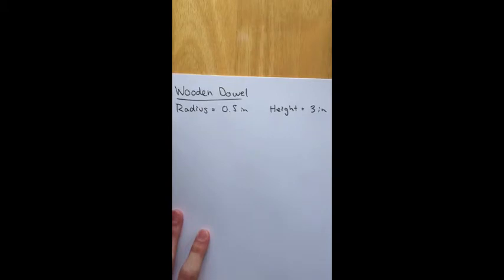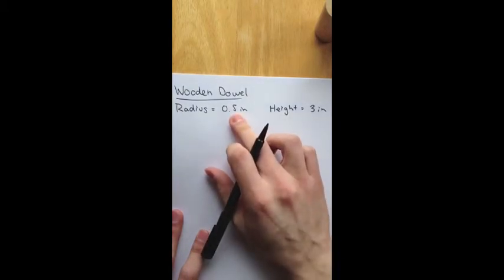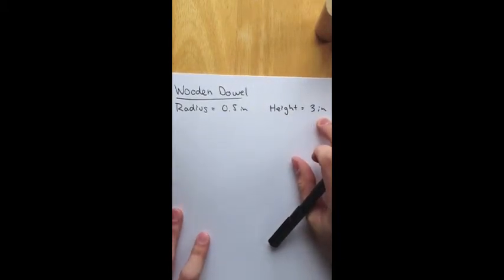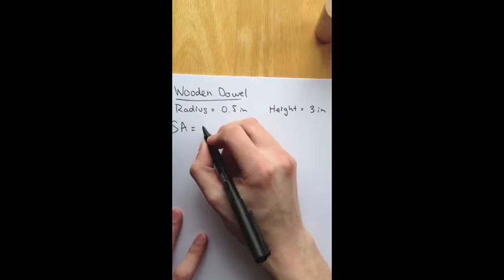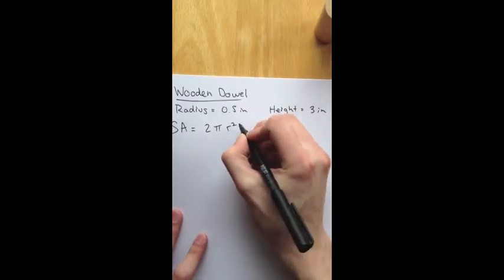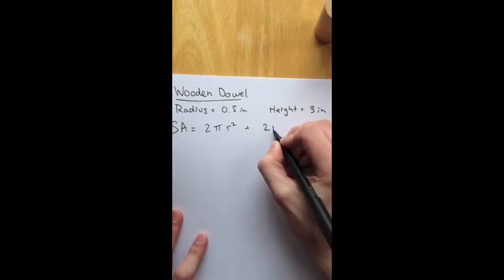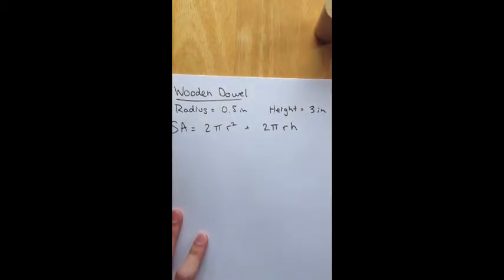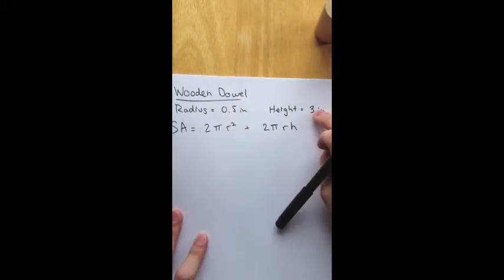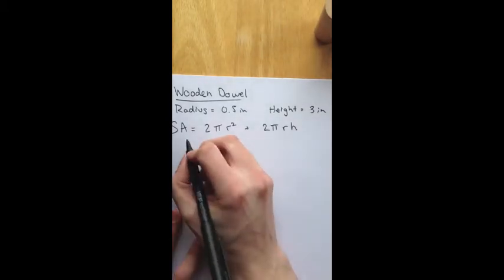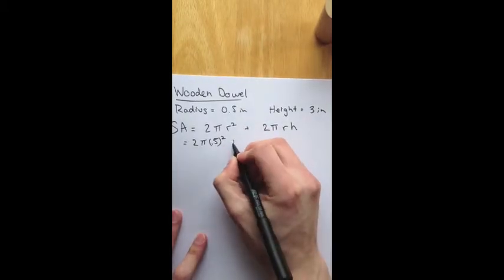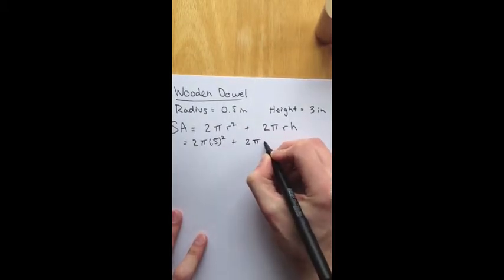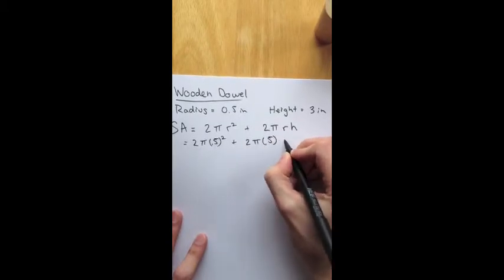Alright, so let's look at our first object. For our first object, we had the wooden dowel, which was this guy. And I've gone ahead and measured the radius to be 0.5 inches and the height to be 3 inches. So let's start off by looking at our surface area, and we'll write down our formula. Surface area equals 2 times pi times the radius squared plus 2 times pi times the radius times the height. So we have our radius here. And then we have our height given, so we just need to plug in our values. So that equals 2 pi 0.5 squared plus 2 times pi times 0.5 times 3 for the height.